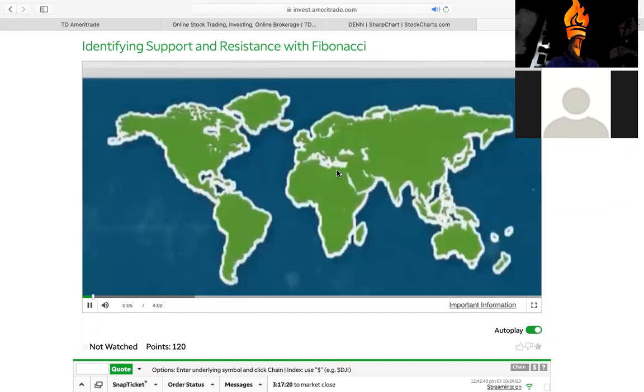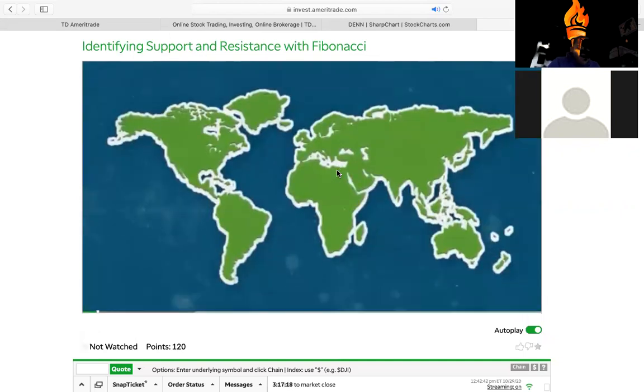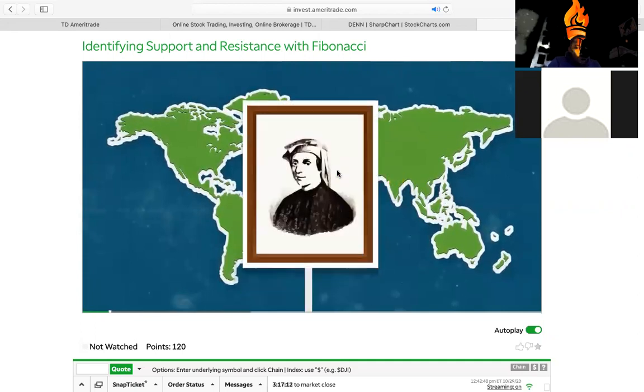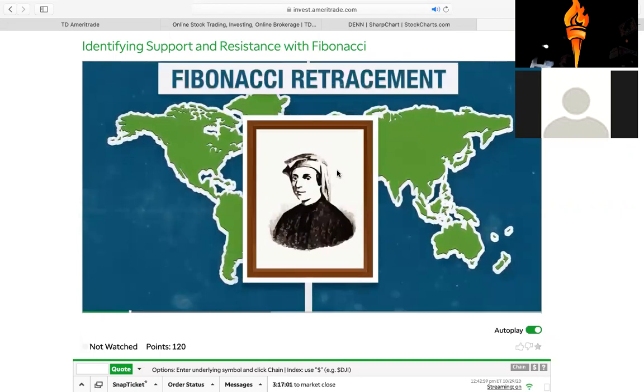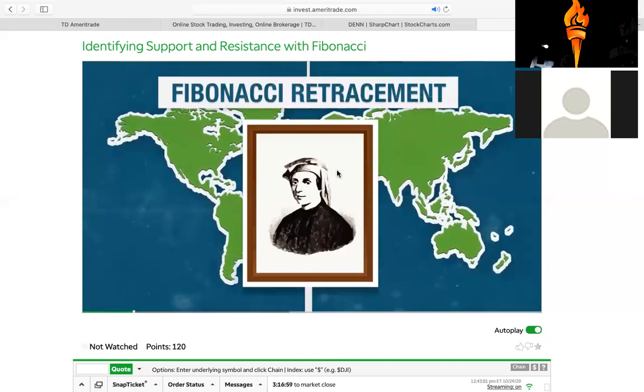Fibonacci numbers are a sequence of numbers originally discovered by Indian mathematicians, but made famous by Italian mathematician Leonardo Fibonacci in the year 1202. There are several ways Fibonacci's findings can be applied to technical analysis, but in this video, we'll explore just one: Fibonacci retracements. To start, let's examine how Fibonacci numbers work.